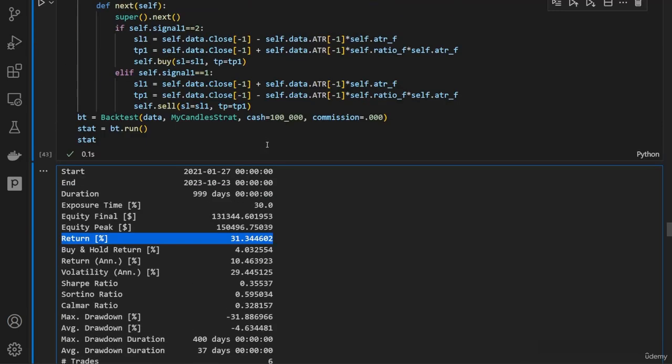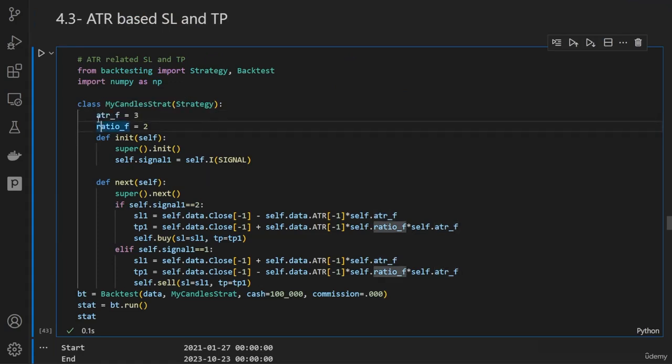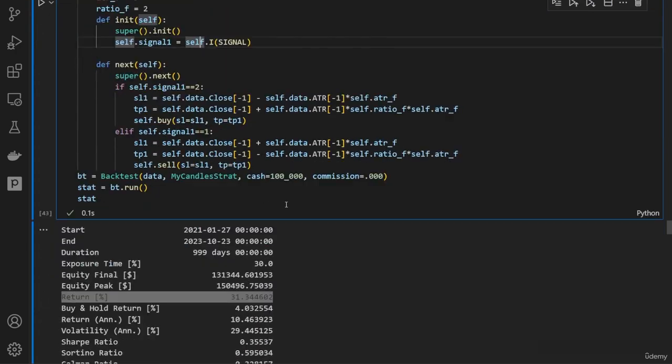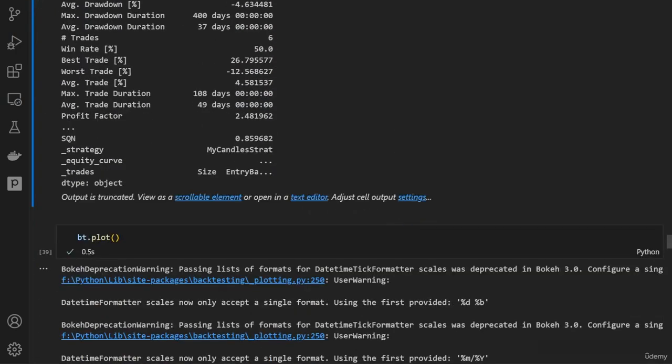If you want to optimize it, instead of the bt.run, we can use the bt.optimize that we have seen in the previous sessions in this course. You could proceed with a grid search over the ATR_F and the ratio_F variables. Okay, so you get the point. We can use the ATR. Now let's move on to the next one.